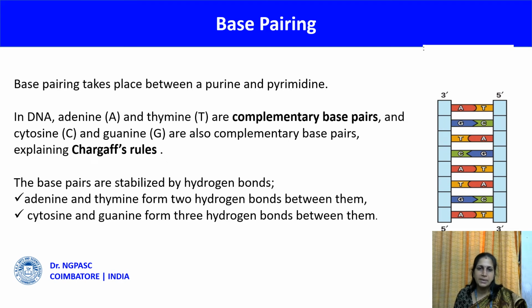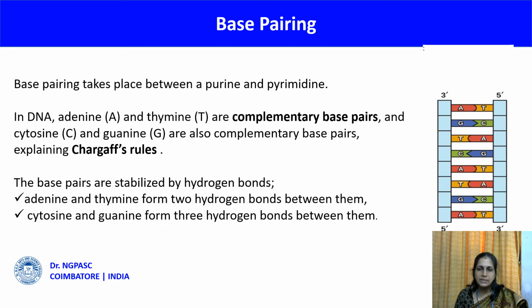Coming to base pairing. Base pairing takes place between a purine and a pyrimidine. In DNA, adenine pairs with thymine as these two bases are complementary, whereas cytosine pairs with guanine, which are complementary with each other. In this figure shown here, adenine pairs with thymine and cytosine pairs with guanine.